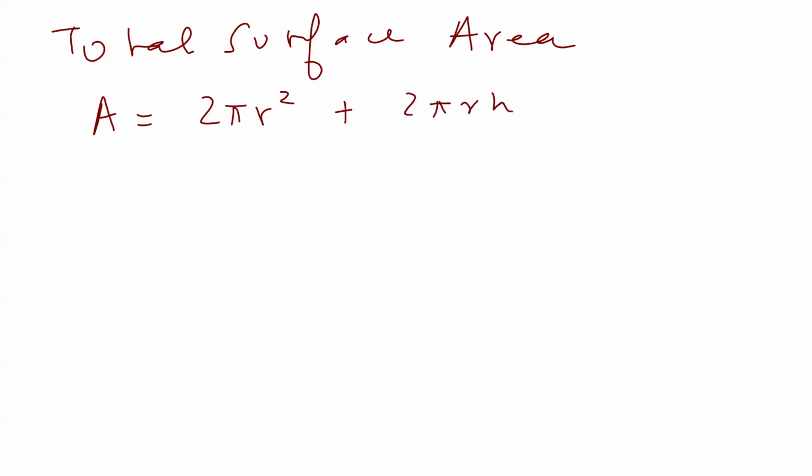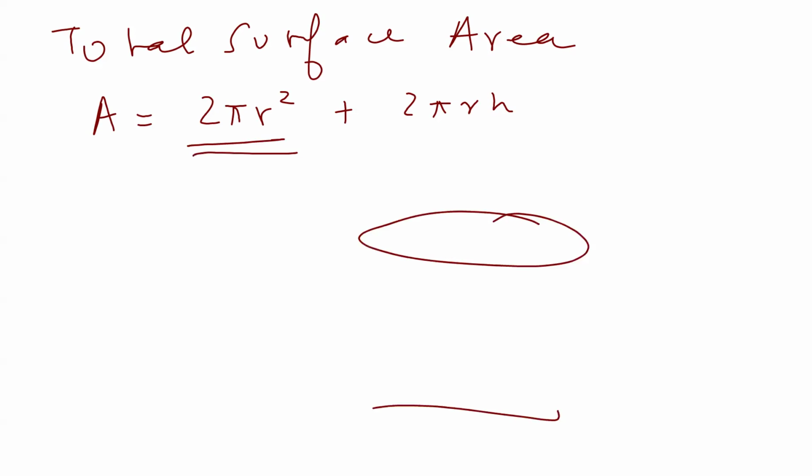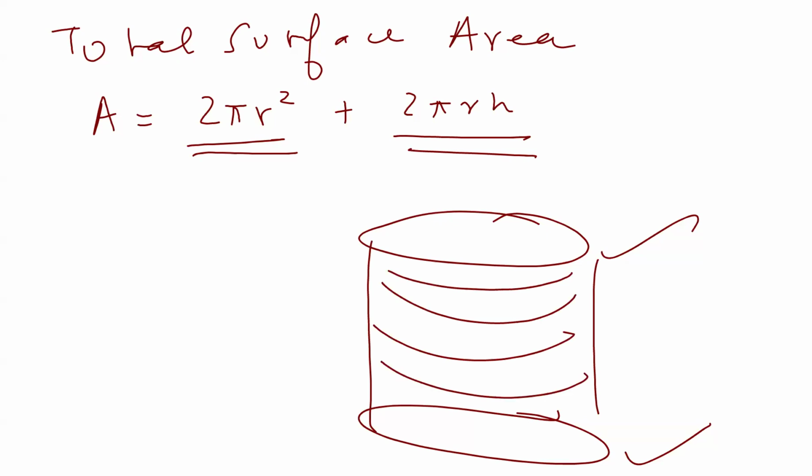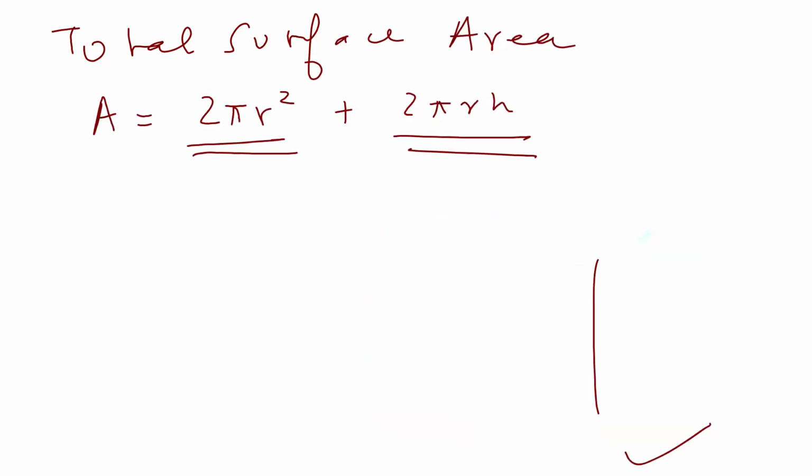This is the total surface area of the cylinder which is closed on both the sides. Now, why 2 pi r square? Because top and bottom we are having circles. So these two circles are having area of pi r square, so it will be 2 pi r square because there are two circles. And the curved surface area is 2 pi r h. You need to remember this formula. Fine. So this is the total surface area.